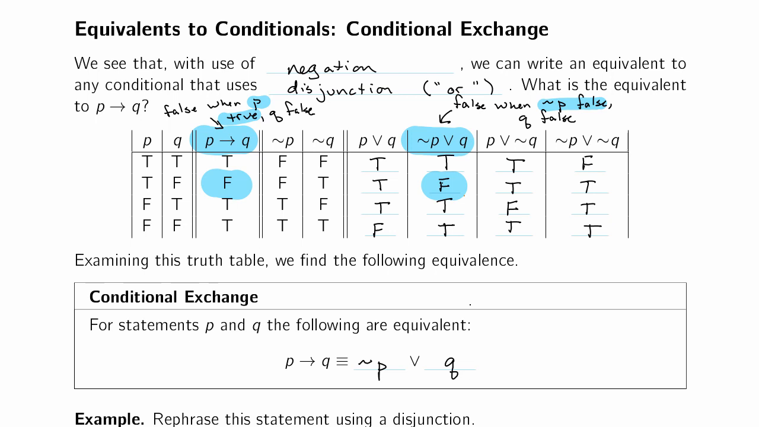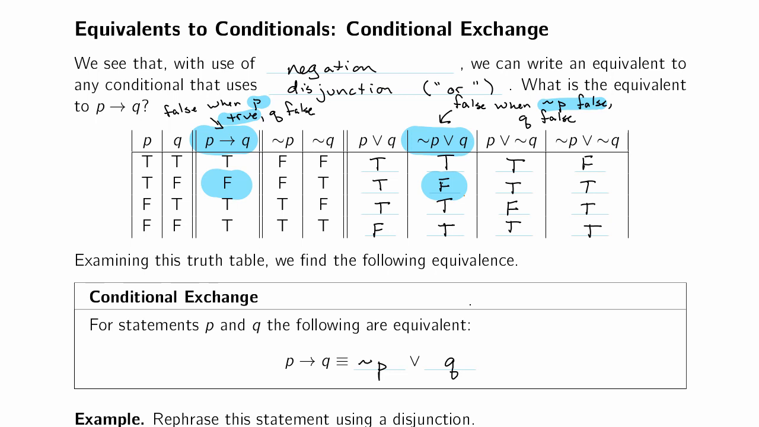And this equivalence has a name. It's called conditional exchange. We're exchanging a conditional for a disjunction, which we like better. Or we can exchange a disjunction for a conditional, which might somehow make more sense in some circumstance.